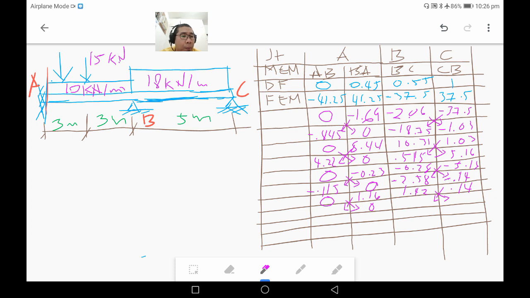Pag fix. So, kalahati ng 1.16 is 0.58 positive. And kalahati ng 0.14 is 0.07. Kalahati ng 1.42 is 0.71. Okay. 0.71. Yung 0.07 imbalance, dito pwede nang huminto, no? Pero try pa natin, no? So, imbalance is 0.07. Ang kanyang imbalance is negative 0.07. So, pag tinimes mo sa 0.45, yung distribution factor, pag tinimes mo dyan is negative 0.032. Wala nang effect, no?